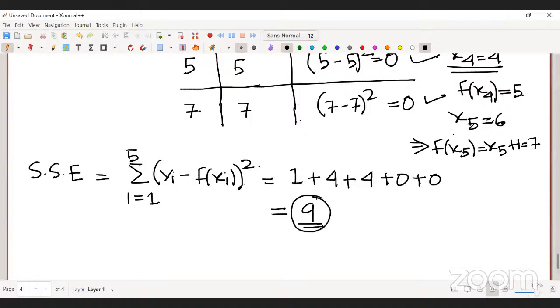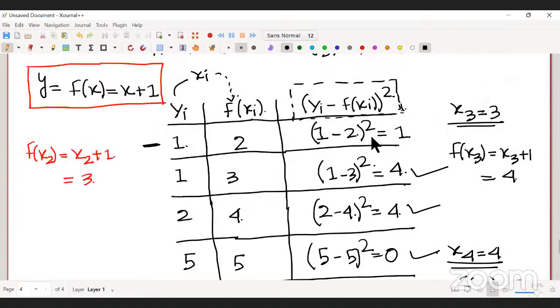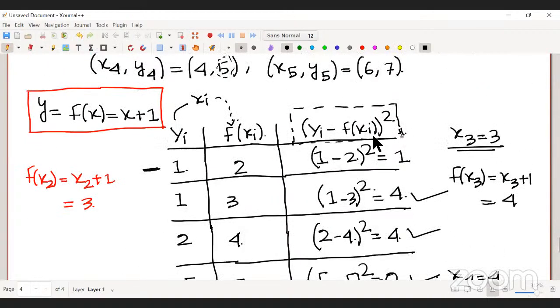So this is how you calculate the sum square error. The main idea is you need to compute yi minus f of xi whole square, and then you have to take the sum. That's all.